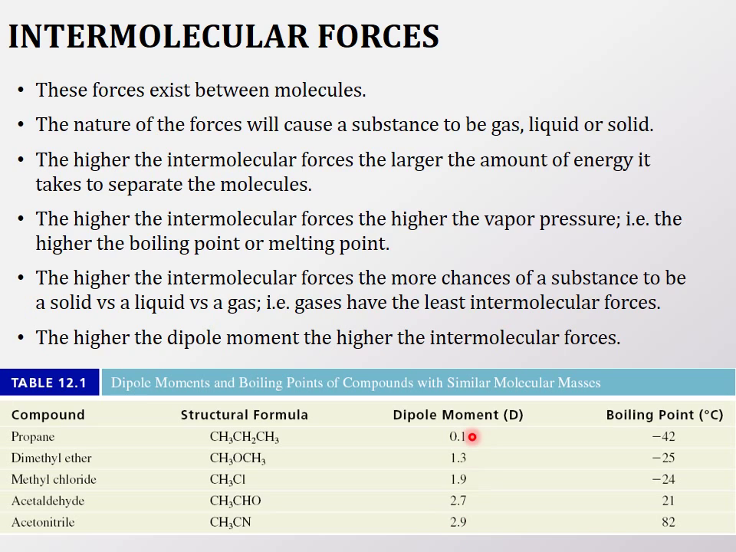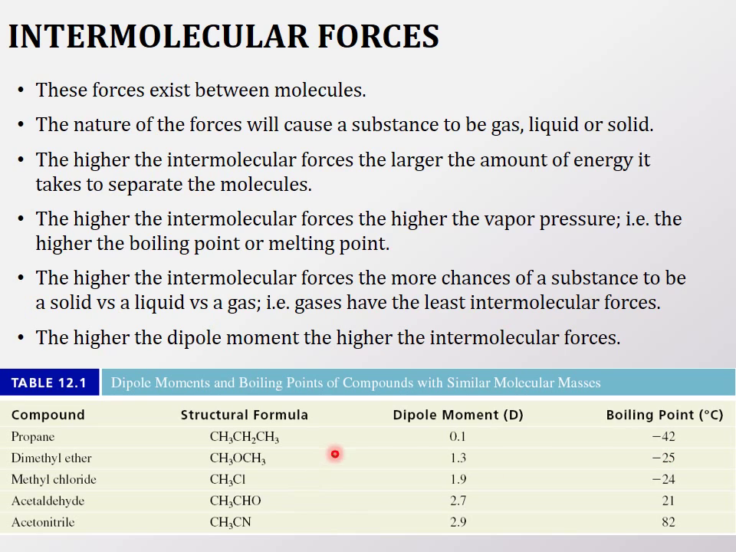If the dipole moment is high, then the boiling point will be high as well, which is 82 versus minus 42 for propane. Propane at a boiling point of minus 42 really is a gas; it's not even a liquid at that point. Then we're looking at ether over here. Ether has an oxygen in the middle. Oxygen, as you know from your GenChem 1, is a somewhat electronegative element, and because of that there is a little bit of dipole moment. Because of that dipole moment, the boiling point has changed by about 20 degrees Celsius.